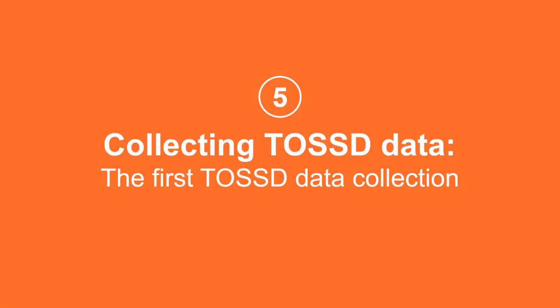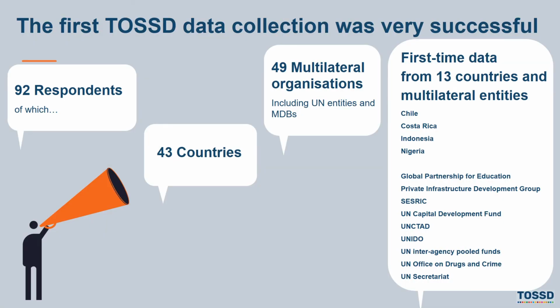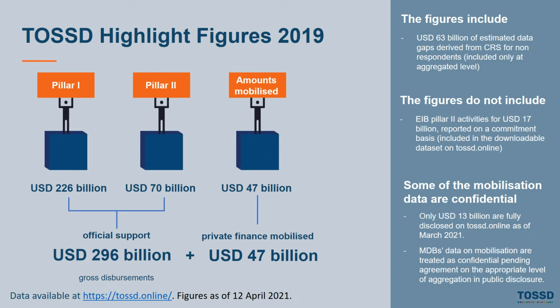The 5th section deals with the data collection process of TOSSD. The first TOSSD data collection, carried out on 2019 expenditures, was very successful, with 92 respondents, including 43 countries and 49 multilateral organizations. Additionally, first-time data from 13 countries and multilateral entities were collected. As of 12 April 2021, total official support for sustainable development amounted to $296 billion of official support to both Pillar 1 and Pillar 2 in gross disbursements, and $47 billion of mobilized resources from the private sector. These figures were slightly adjusted since then to reflect improvements in the data.